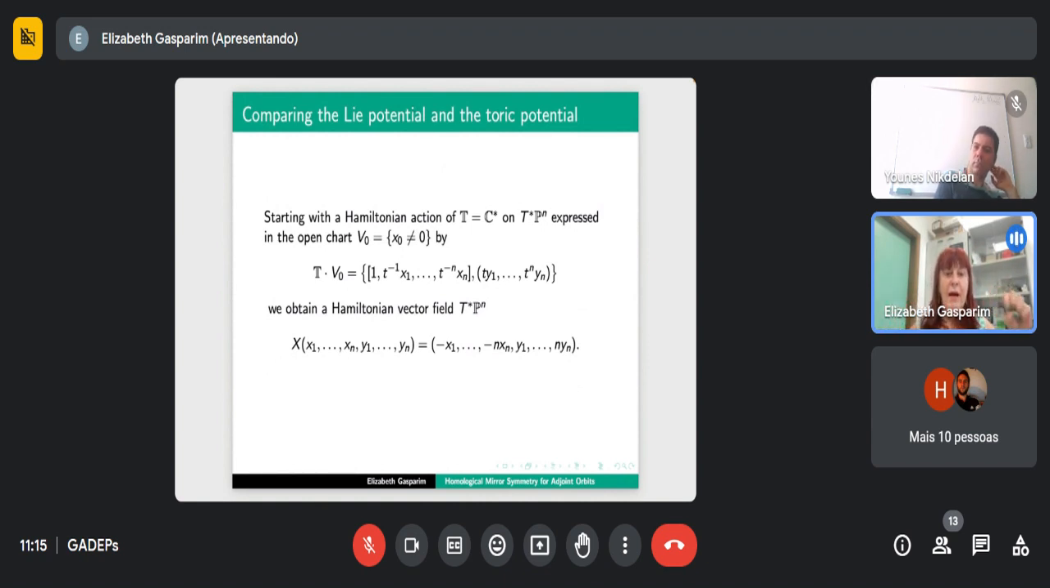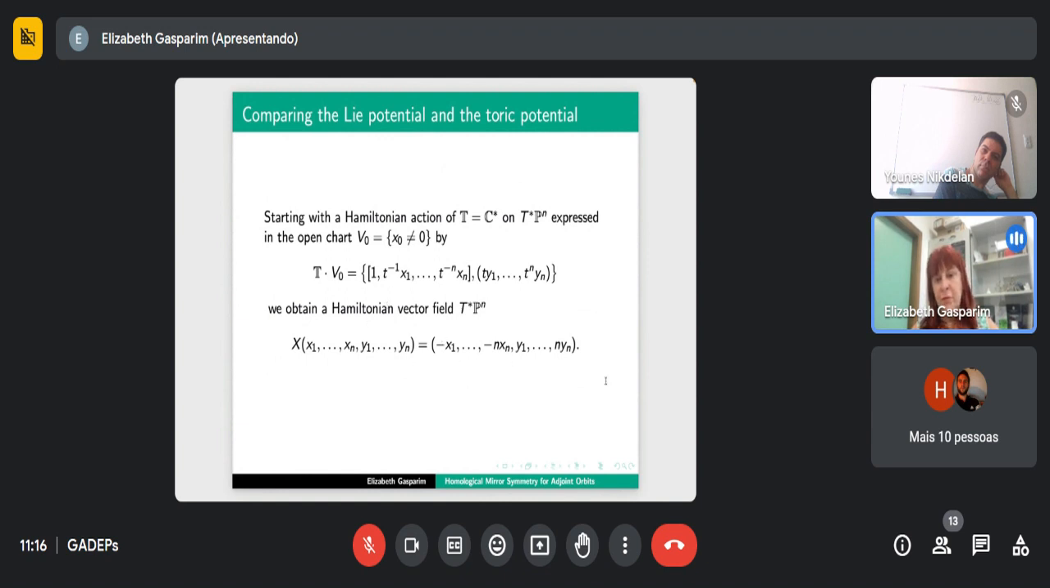So we have this Lie potential. I'm calling it Lie potential, the one I showed, using the Lie theoretical construction. But there is also a different thing. On the cotangent of projective space, there is something much older and quite well known in representation theory, which is a Hamiltonian action of the one torus, that I wrote here, something very simple. So t minus 1 x1 to t minus n xn, and then on the fibers t y1, t yn.